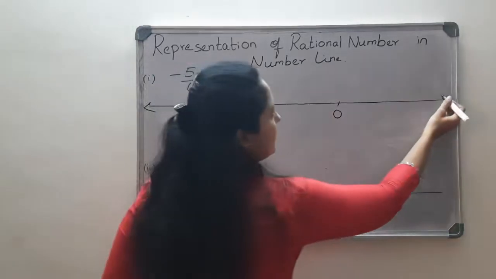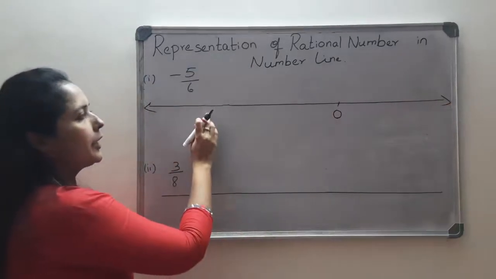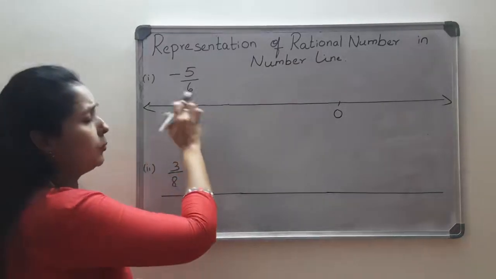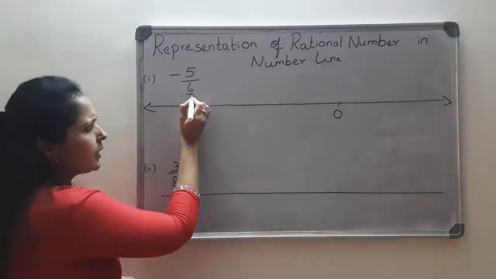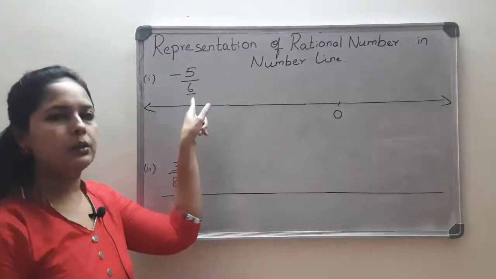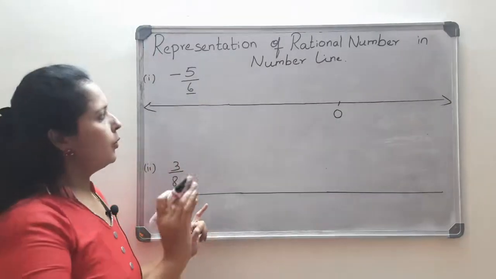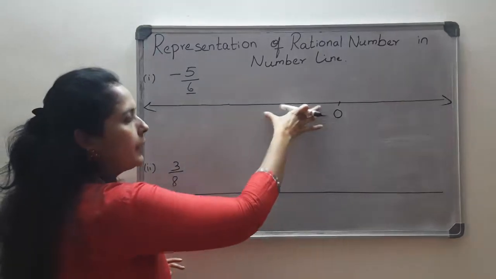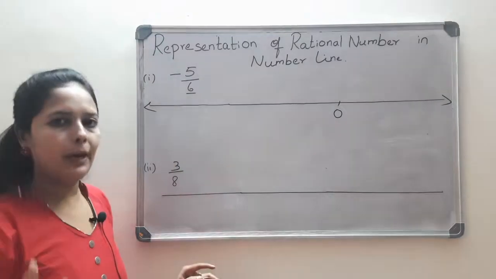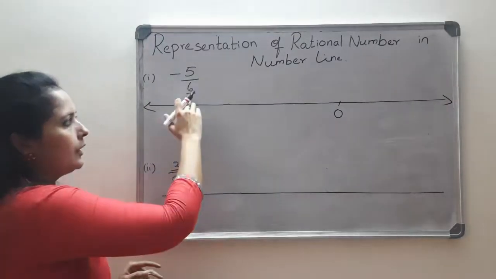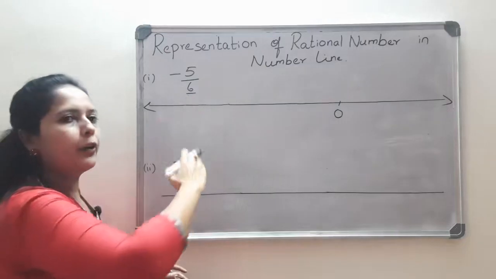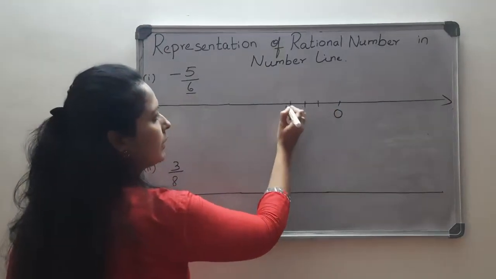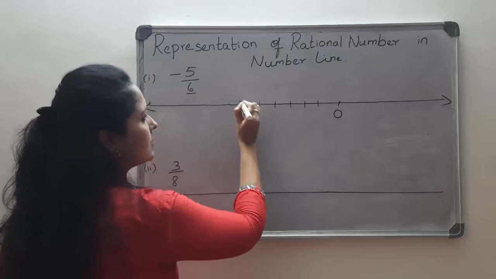Right? Now, before placing the minus 1, what we are going to do is just look at the denominator. Denominator is what? 6, right? So, when the denominator is 6, you are going to split the number line into 6 equal parts. Understand? Depends upon the denominator, we are going to split it. So, 1, 2, 3, 4, 5, 6.